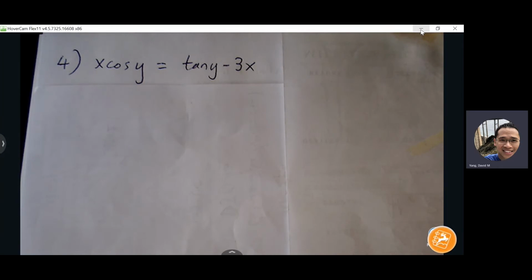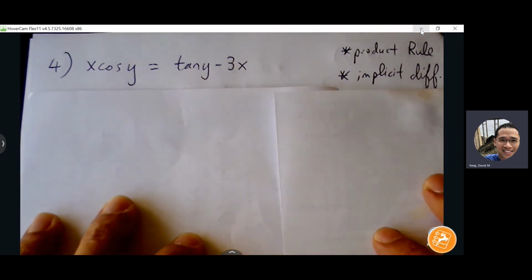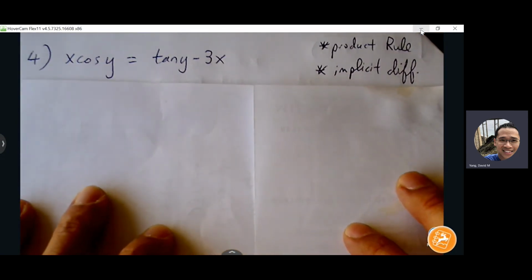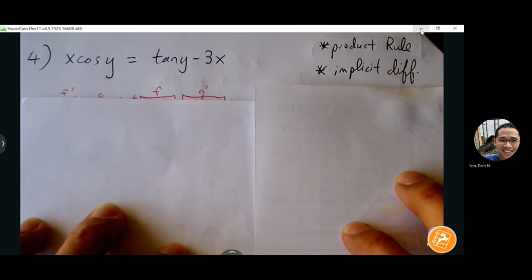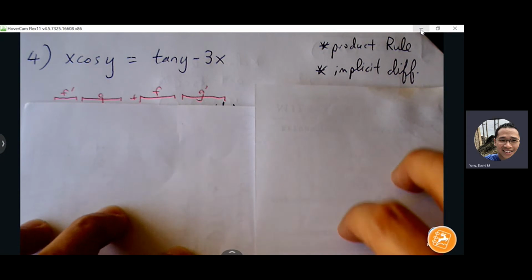Okay, take a look at how number 4 is set up, and identify two things that we have to make sure we take care of: product and implicit. So x and cosine y, those are two distinct terms. We have to go through product rule there. And also you see y is inserted into the equation here. It's not by itself. We have to do implicit as well. Make sure we take care of both things. Apply both those concepts in our derivative. Okay, try that.